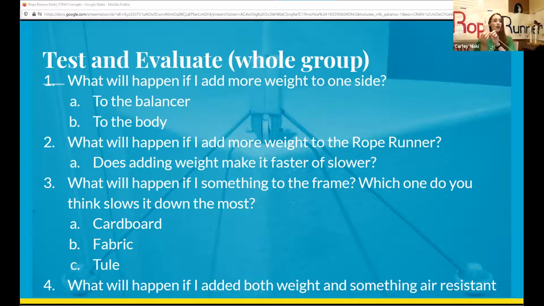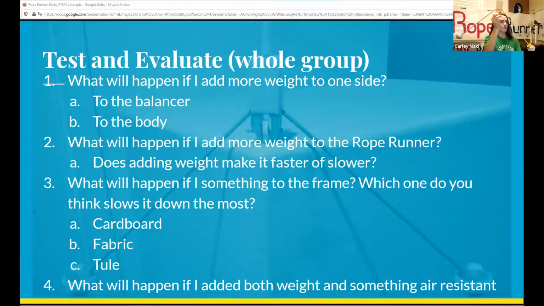Okay, what do you think will happen if you add more weight to one of the sides? I think we've covered this. You want to shout it out? It won't be balanced, so it's just going to fall off. Yep, exactly. Like if I hold it here on my finger and we take one of these weights and add it to that side, you can see how the rope runner tilts like that.